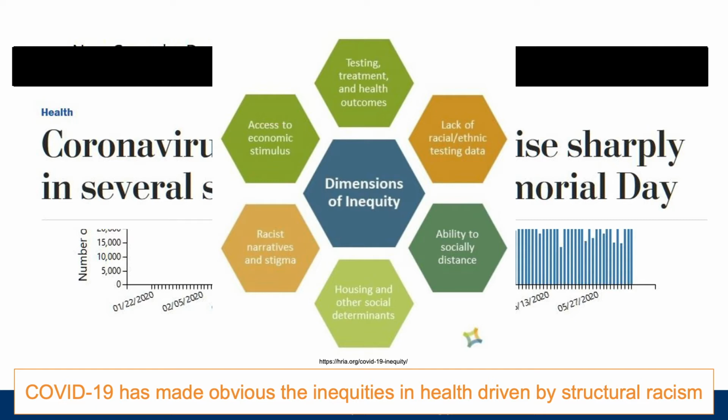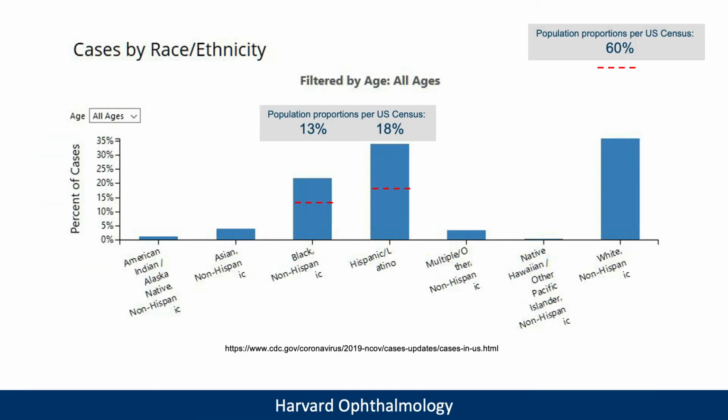Now, COVID-19 and its manifestations have shown us the inequities in our society and healthcare systems and have brought to light the structural racism that underlies much of healthcare in the United States. No matter how you look at it, this is filtered by all ages. The population proportions in our Black and African American and in our Hispanic and Latinx communities, also in Native American communities, the proportion of those affected by the disease and the case fatality rates are much higher than one would expect from the population proportions alone.